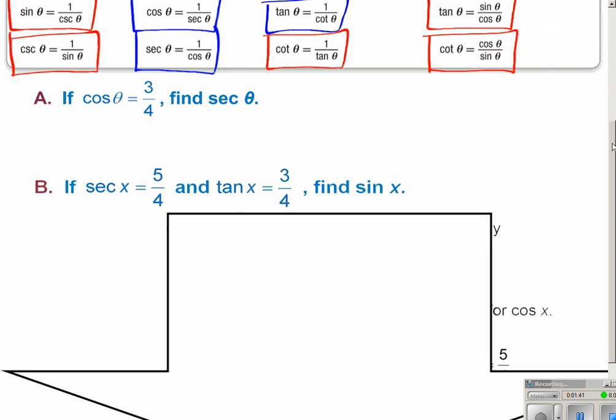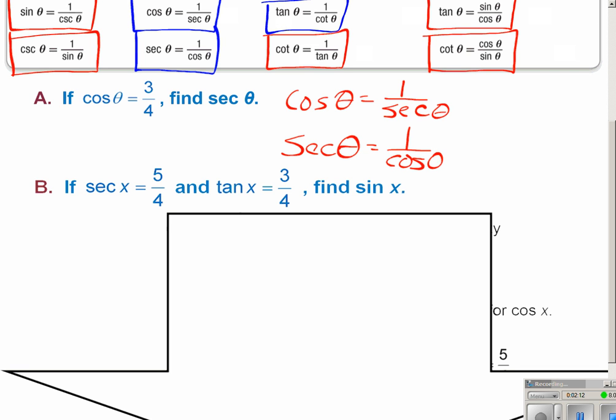If we know the cosine of theta is 3/4, we want to find the secant theta. So we know that cosine theta is equal to 1 over secant theta. So I could plug in the 3/4 there and work it out to find the secant of theta, but it would be better to look at the identity of secant of theta equals 1 over cosine theta. Well, 1 over cosine theta then is 1 over 3/4, or 4/3.